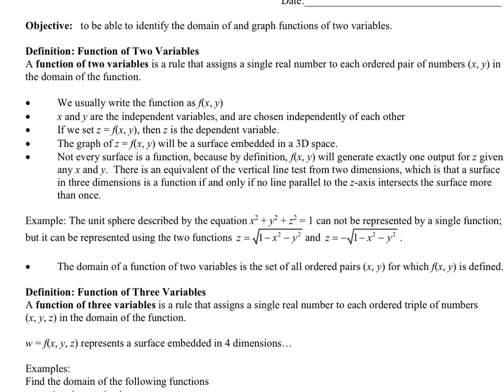Not every surface is a function because by definition, f of x comma y will generate exactly one output for z given x and y. There's an equivalent of the vertical line test from 2 dimensions: a surface in 3 dimensions is a function if and only if no line parallel to the z-axis intersects the surface more than once. So that's how we define something as a function, but at this point we're not quibbling over that sort of designation.